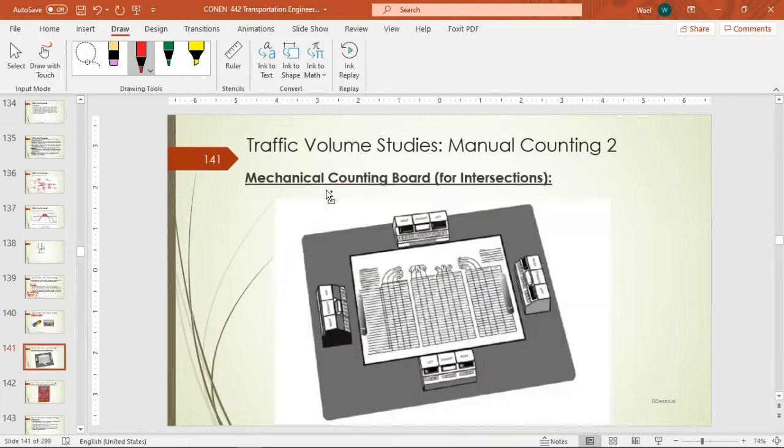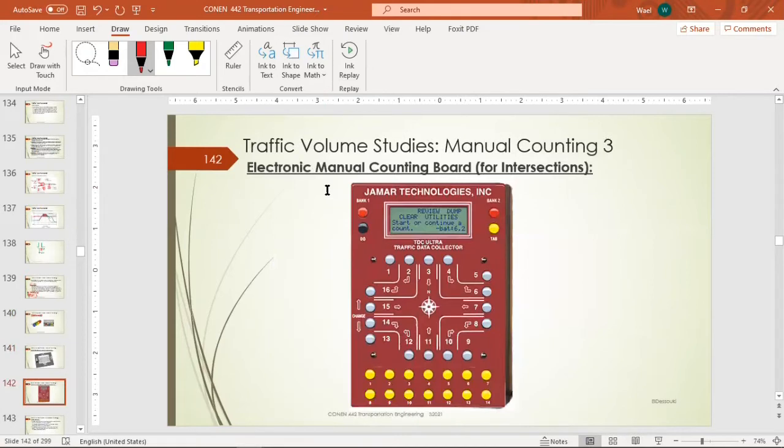And sometimes they have this integrated sheet with four counters. Usually we use this for traffic signals and intersections. That's still manual mechanical counters. There is another one which is electronic, digital, but still manual. You have to press the buttons here for different movements, okay?